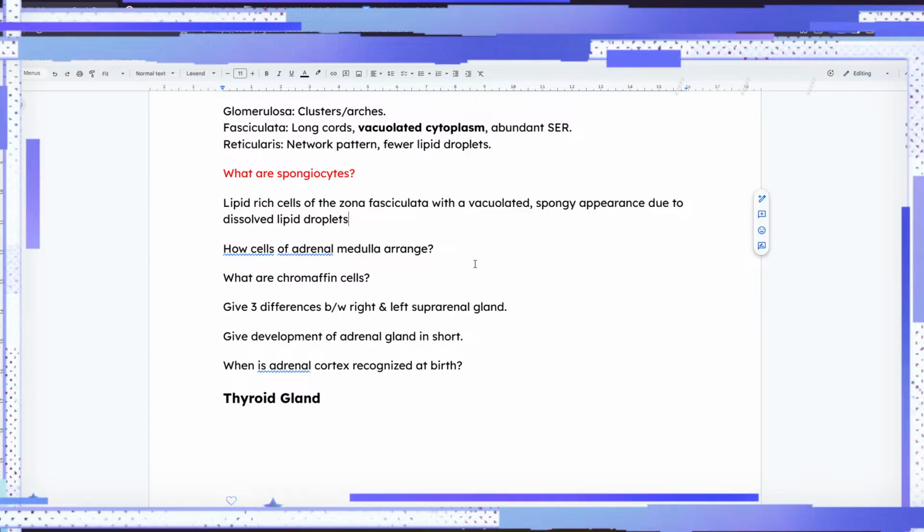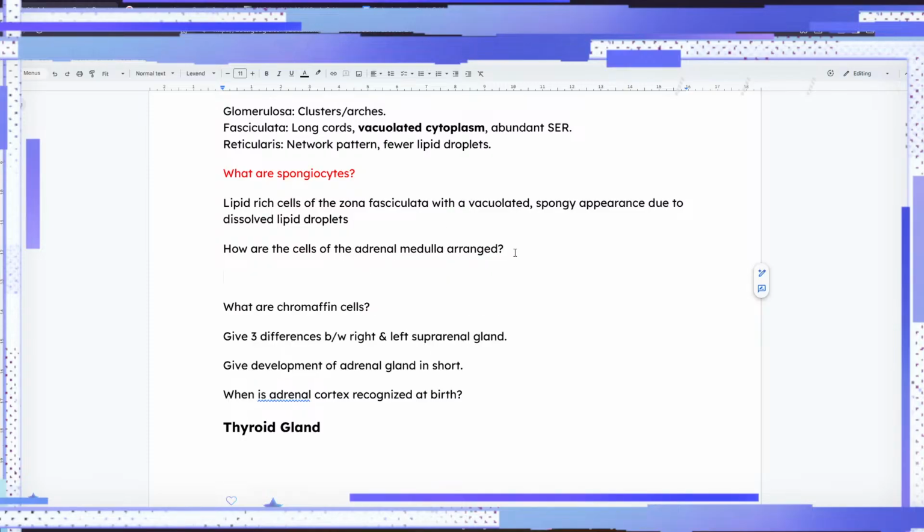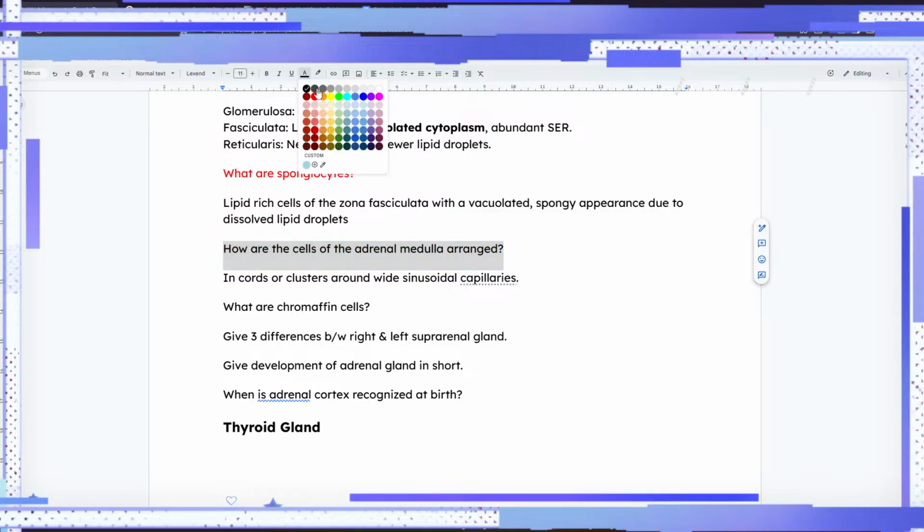We're golden. Absolutely golden. The next question is, how are the cells of the adrenal medulla arranged? So they are arranged in cords or clusters around wide sinusoidal capillaries. That's how it is. Awesome, right? Simple and awesome.